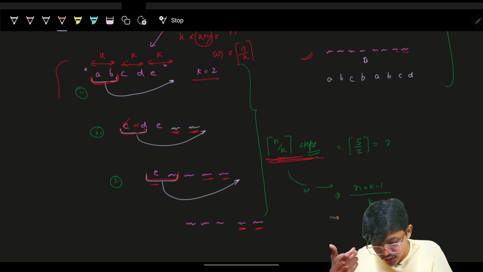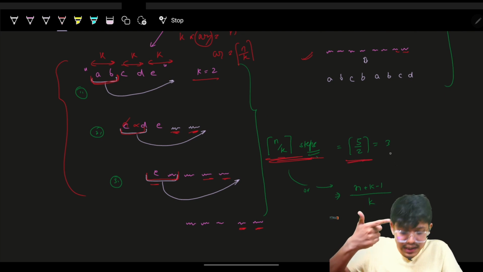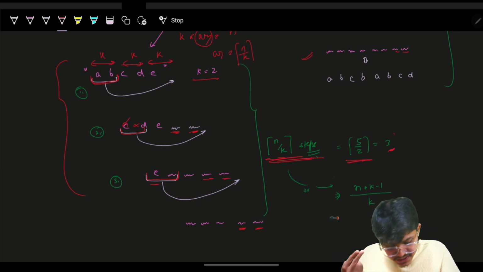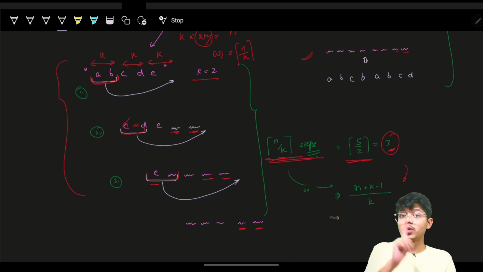So here in this case, we had 3 steps. How? 5 by 2 ceil value is 3. Floor value is 2, but ceil value is 3. That's the reason my operations required were 3. So now you know, in the worst possible case, operations required will be 3.